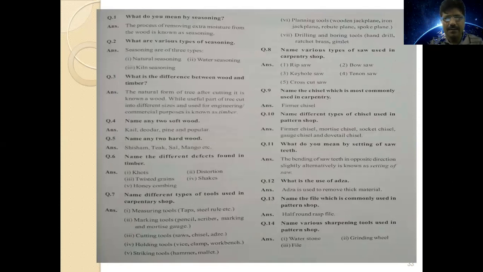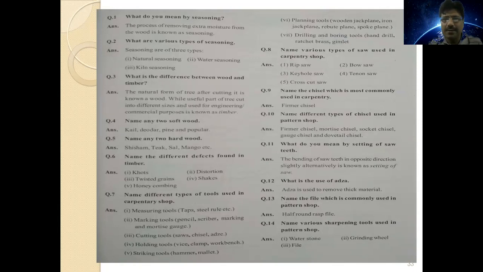And here are the basic, important questions related to carpentry. First is seasoning. What is seasoning? As we know, wood is cut from the trees, and these are left to dry. Only then would they be able to make a job or a wooden item. They are left in the open atmosphere so that the extra moisture dries and they come to a stable state. The process of removing extra moisture from the wood is known as seasoning.